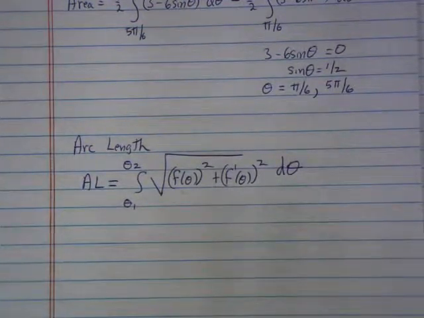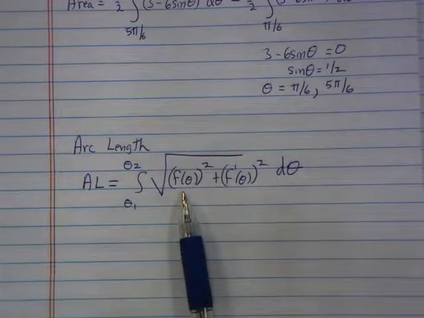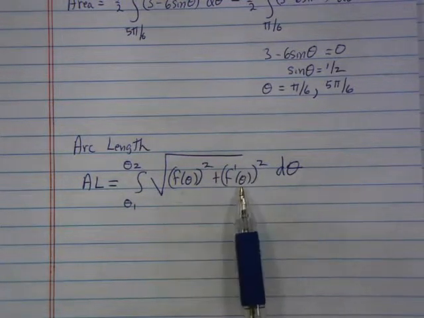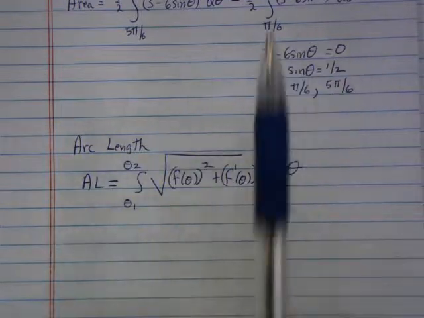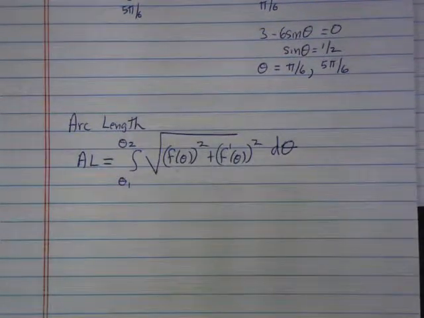So it looks very much like the formula we had in parametric form. The formula we had in parametric form had dy dt squared plus dx dt squared, square root of the whole thing. Kind of similar. You've got things squared, you've got a square root. You plug it in, you make it work.